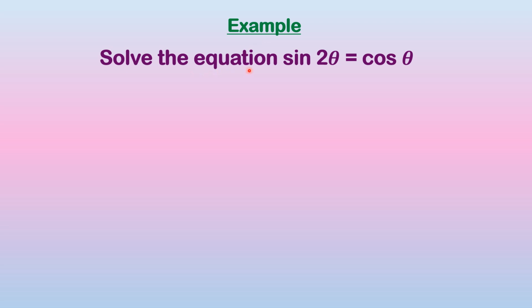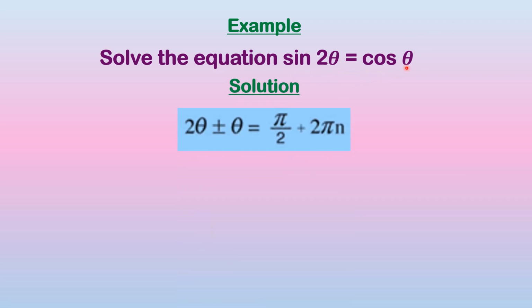For example, solve the equation sine 2 theta equals cosine theta. The solution: if sine equals cosine, according to the previous rule, 2 theta positive or negative theta equals pi over 2 plus 2 pi n.